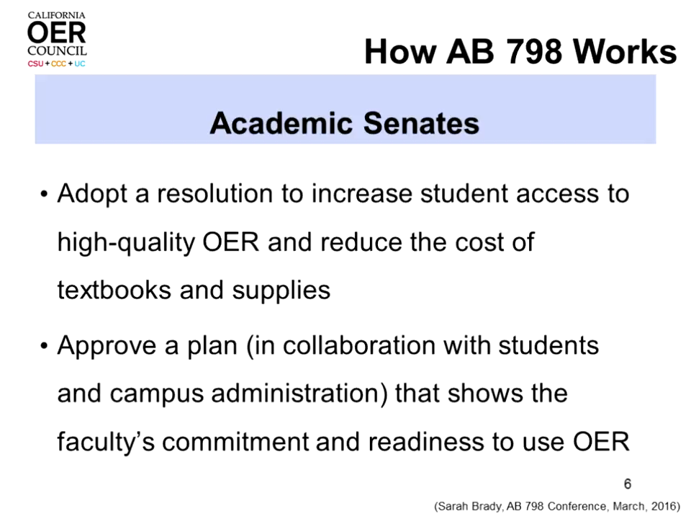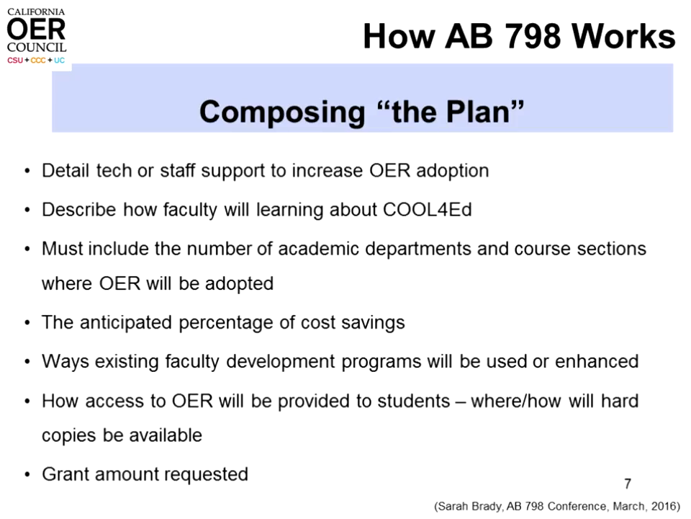So that's what the second bullet here points to, which is to approve a plan. The campus also needs to create a plan on how much funding they're going to request, and then also how they're going to implement it on the campus. And again, that shows the faculty commitment and readiness to use OER. That's the intention of including the Academic Senate's decisions in this process.